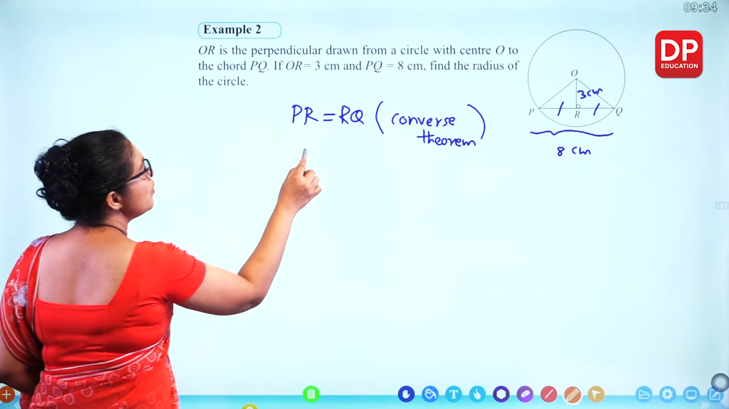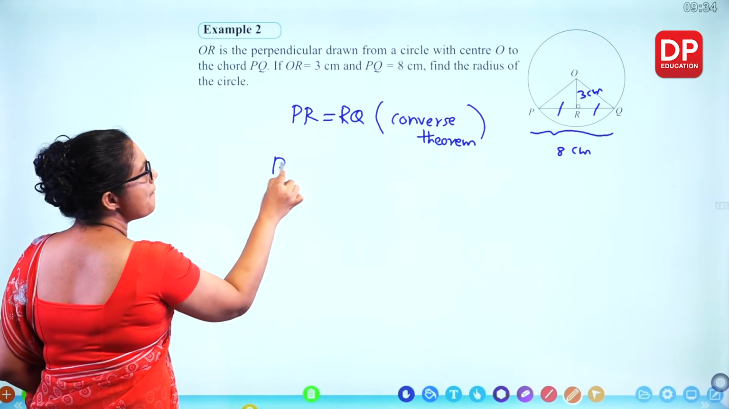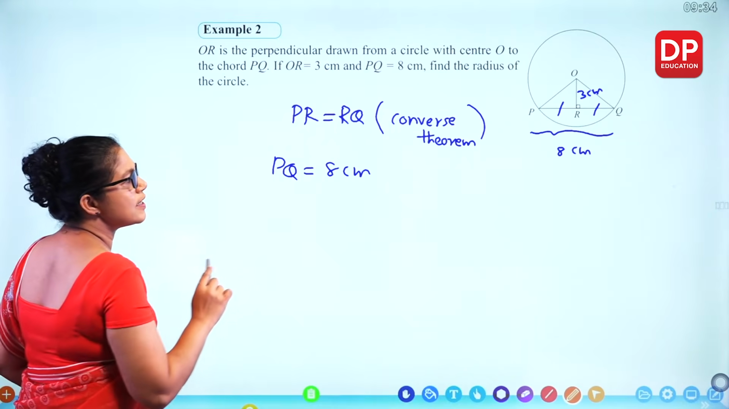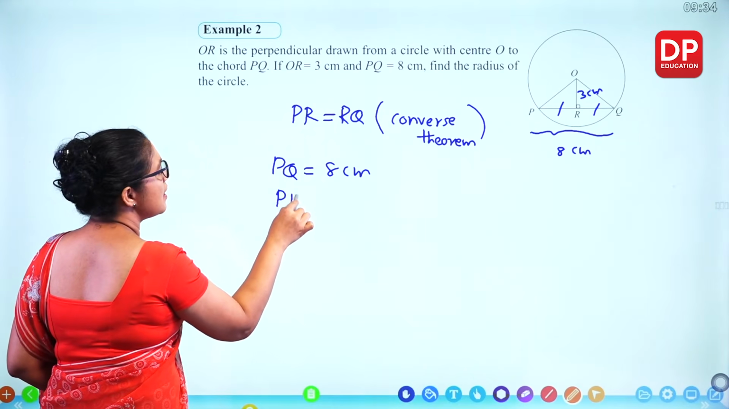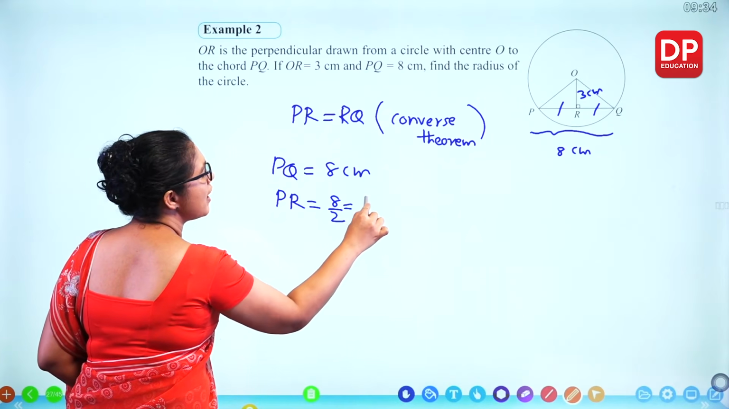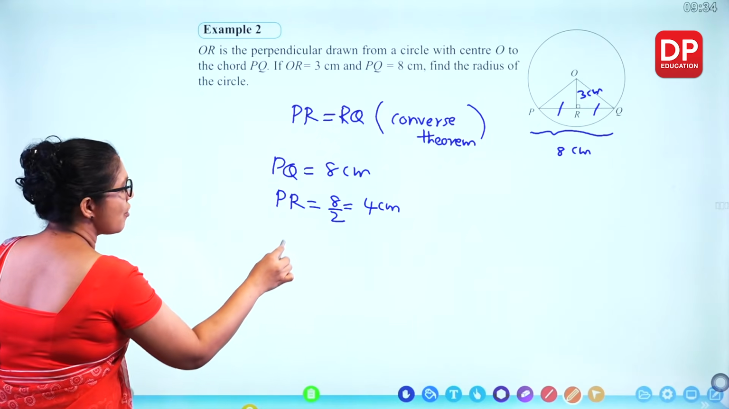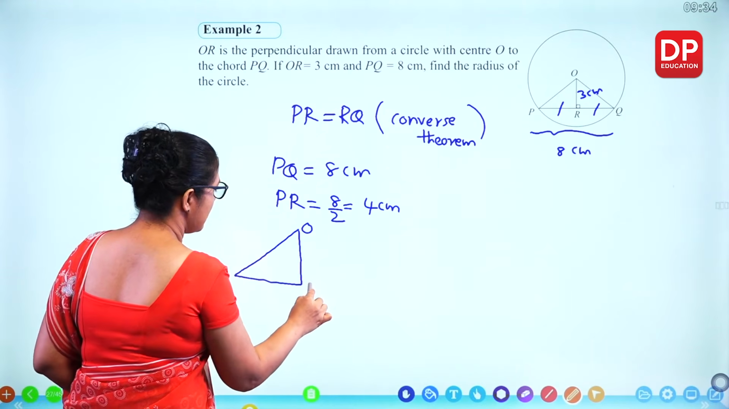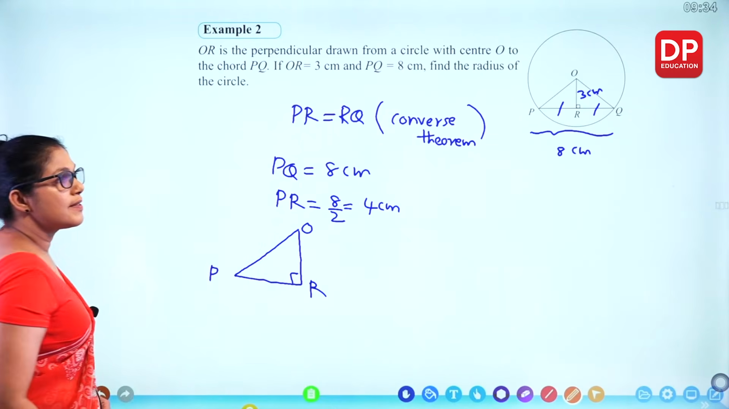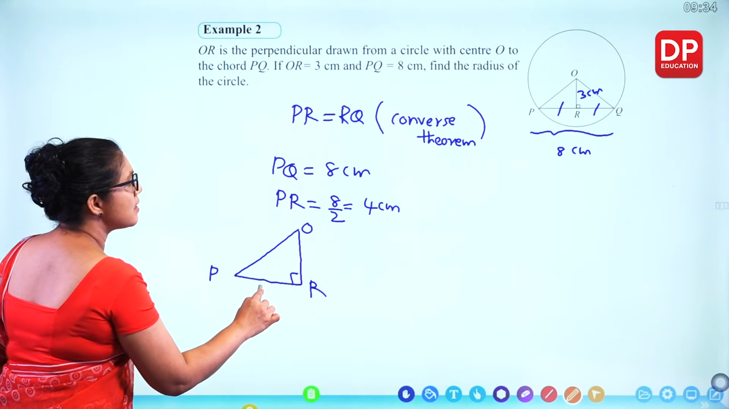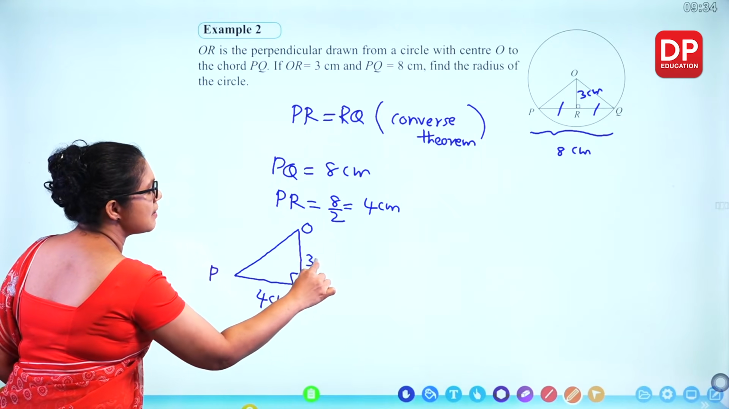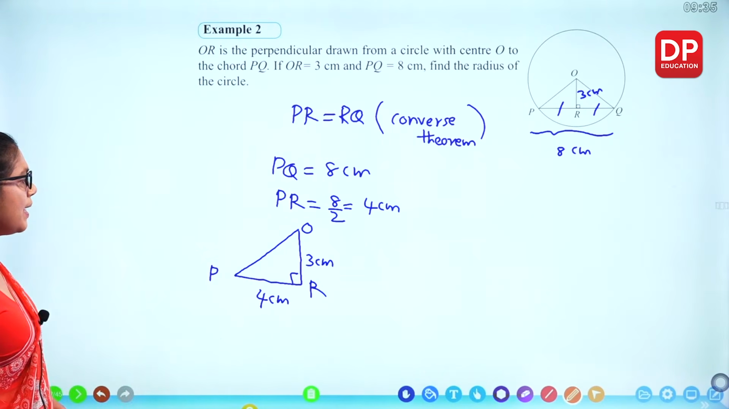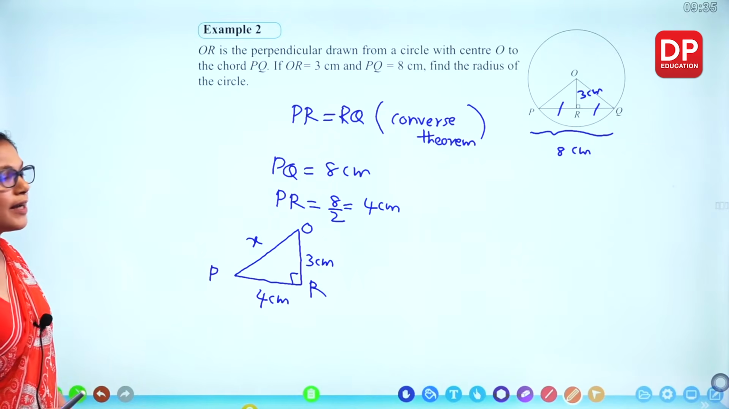So here when you look at the PQ length, it's 8 centimeters. So half of it becomes PR. So 8 divided by 2, you get 4 centimeters. Now look at triangle POR. What do you know? We know this is a right angle triangle and this is 4 centimeters and this is 3 centimeters. So here you are asked to find out the radius. So the radius is OP. So put x here and find out what the x value is.